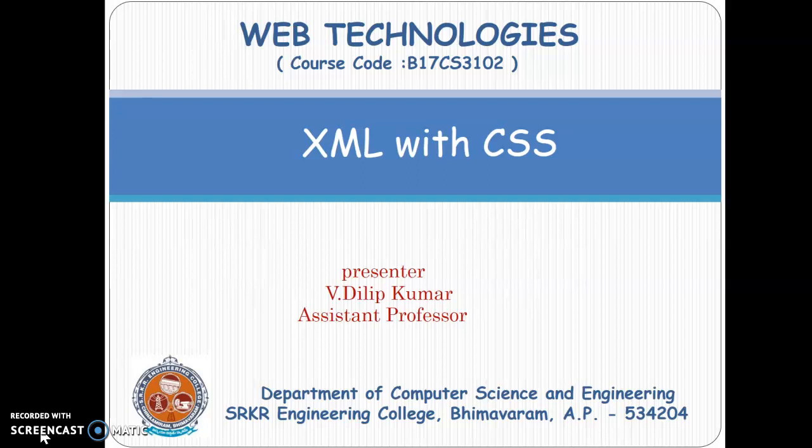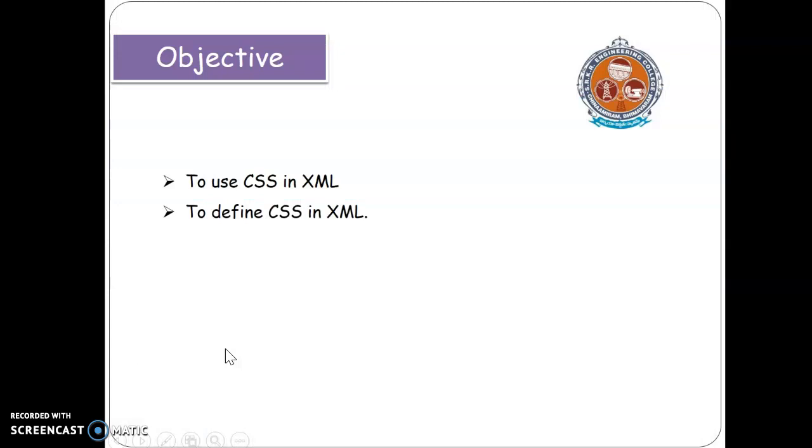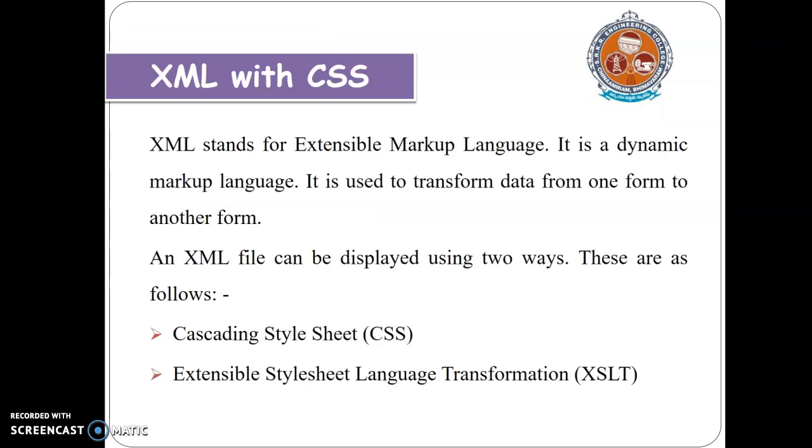In this lecture, we are discussing XML with CSS. The main objective of XML with CSS is to improve the display quality of XML files. Here the objectives are to use CSS in XML and to define CSS in XML.